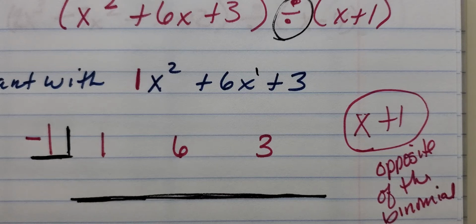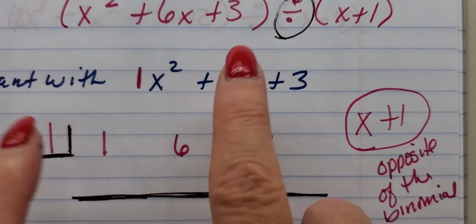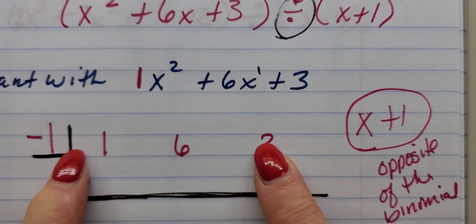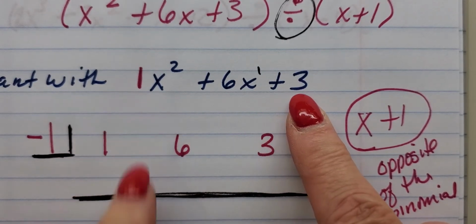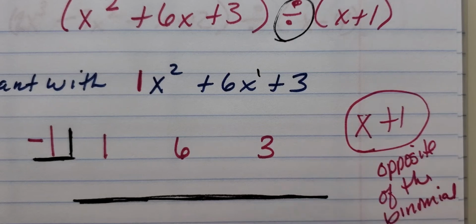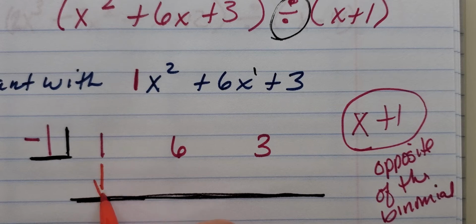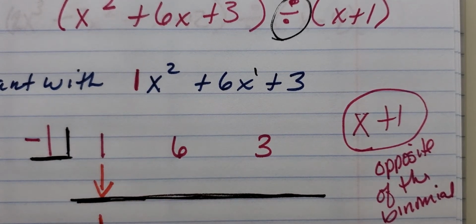Are you guys with me so far? So we're going to take these three numbers, get rid of the x's, put them in descending order. No need for a placeholder. I'm going to put the opposite of the binomial inside my division box. The next step in division is to multiply and then add. So I'm going to drop that first number. I told you to bring down the first number, and we're going to put it down here.